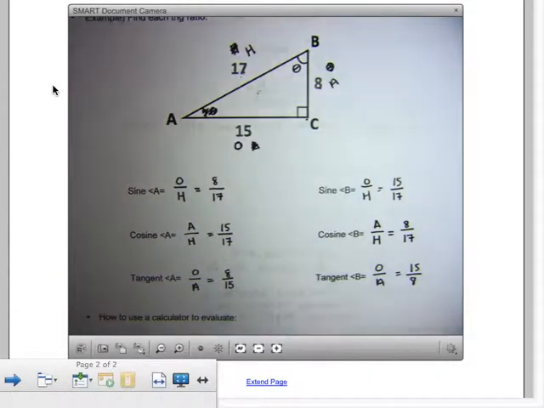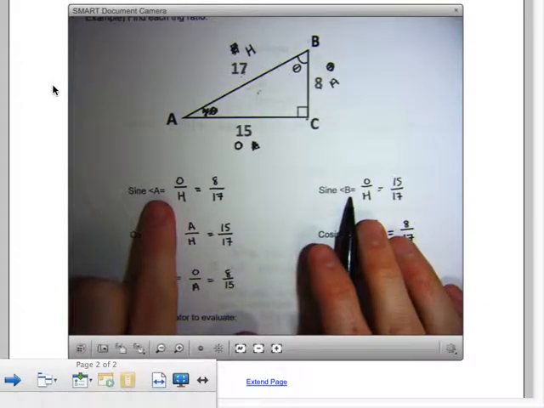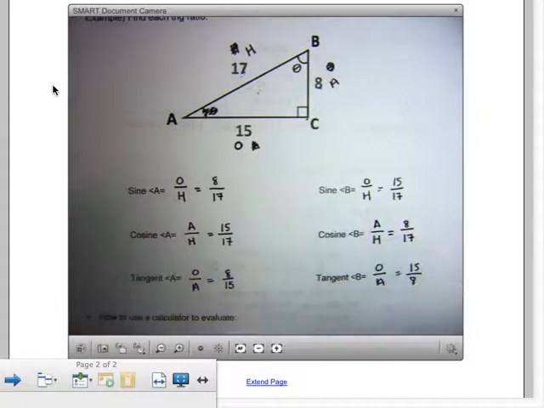Okay, so make sure you look at your angles because it's going to try to confuse you. Make sure you switch it. When you switch to another angle, you switch your opposite, adjacent, hypotenuse sides. There is an example like this on your test, so make sure you understand this one.